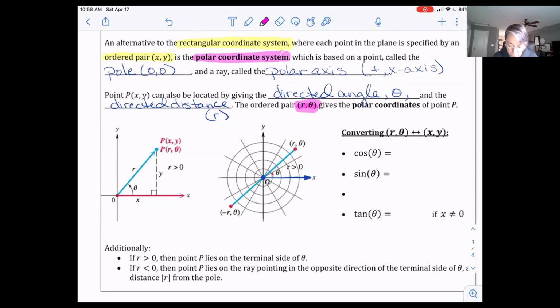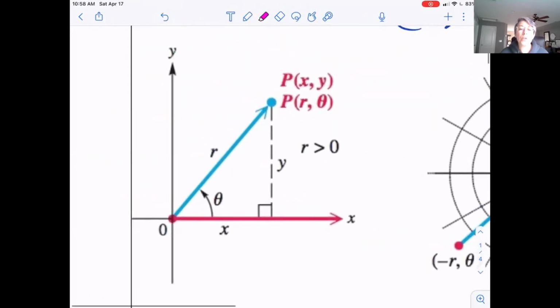It's still r theta. So in the rectangular coordinate system, just like we would give the value of the x and y, the x coordinate to the right or left, y coordinate goes up or down, instead we can give it in polar coordinates where r would be the length, let's say, of the hypotenuse of that triangle, and theta would be the angle between that positive x-axis in standard position and that terminal side of that angle.